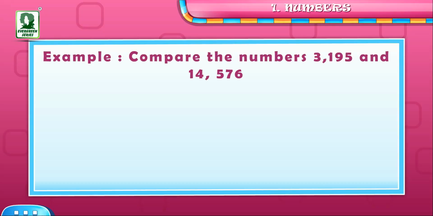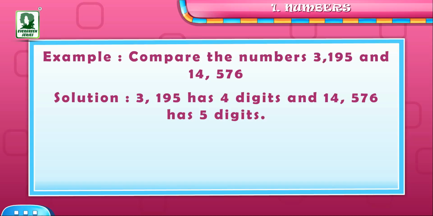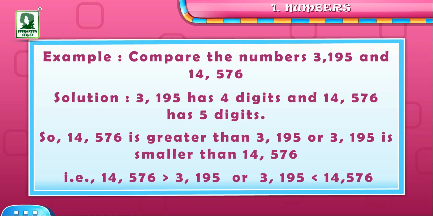Example, compare the numbers 3,195 and 14,576. 3,195 has 4 digits and 14,576 has 5 digits. So, 14,576 is greater than 3,195, or 3,195 is smaller than 14,576.